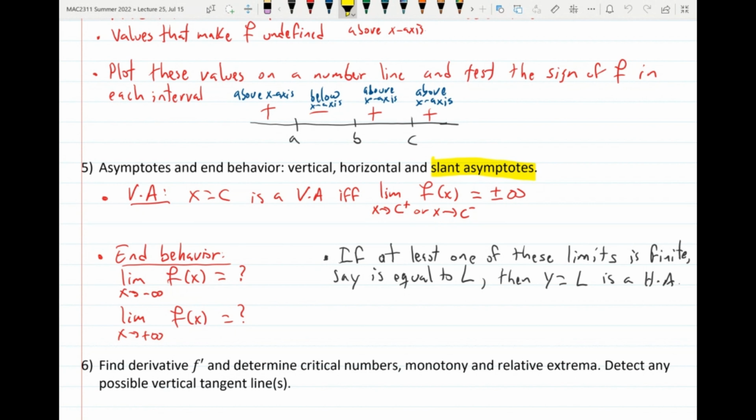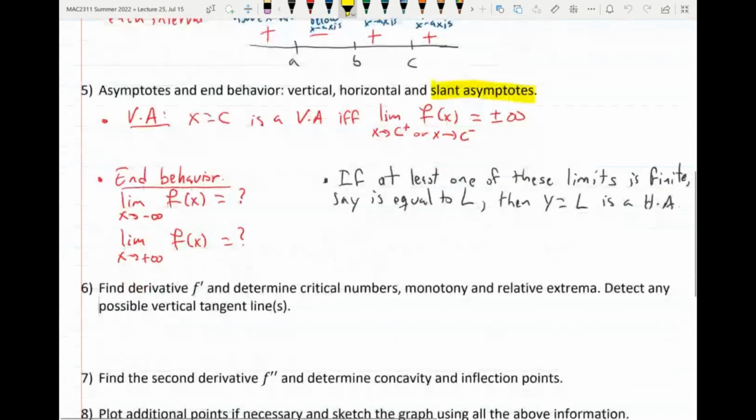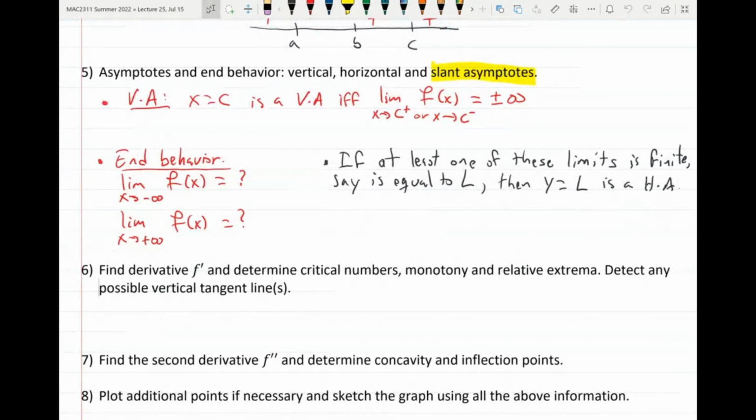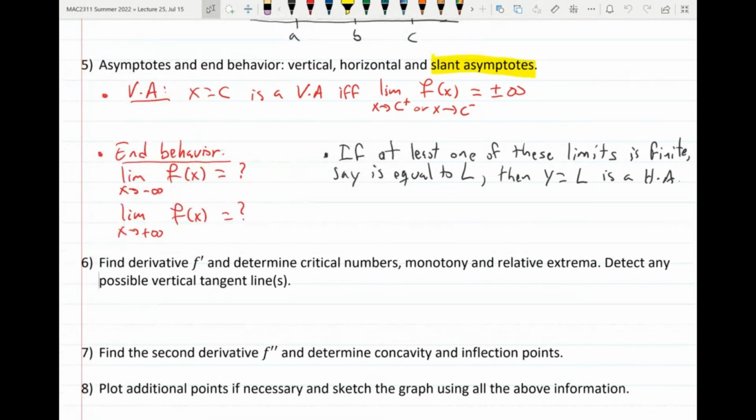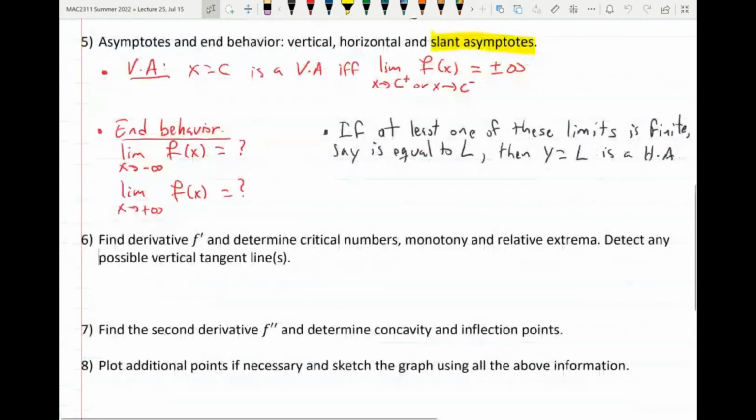Remember, if the degree of the top is bigger than the bottom by 1, then you have a slant asymptote, and you find it by long division. The quotient is your equation for the asymptote. Anyways, let's put a parenthesis on slant asymptotes for now. All right, so we know the asymptotes. We know the end behavior. Now we keep doing more calculus.